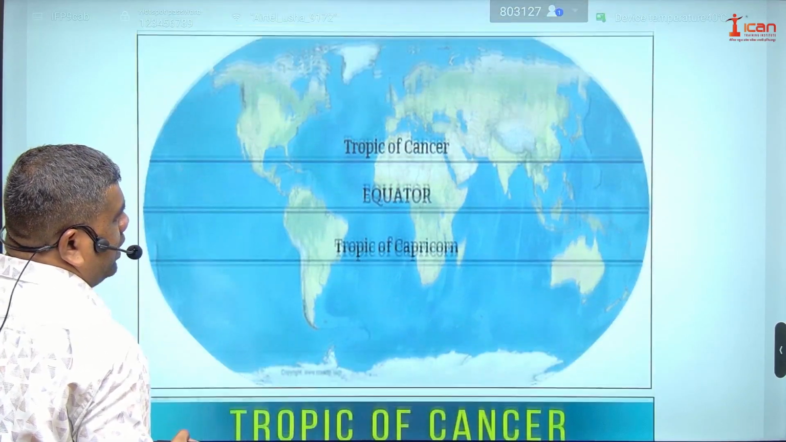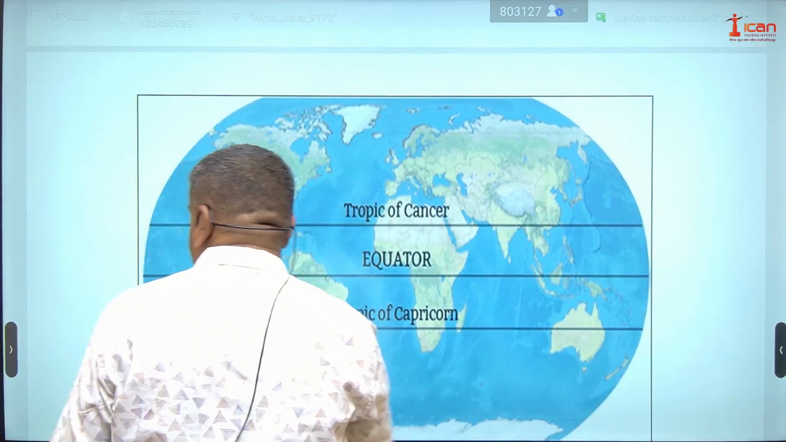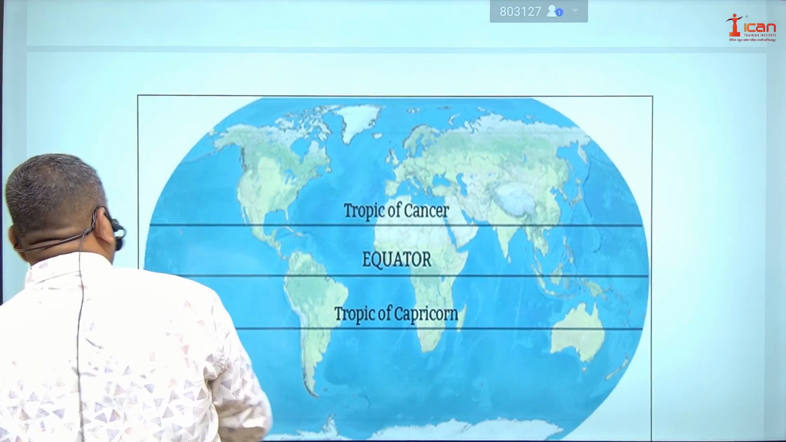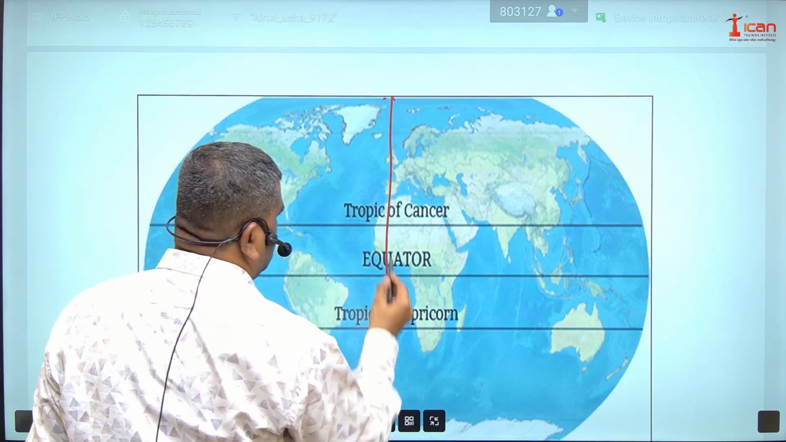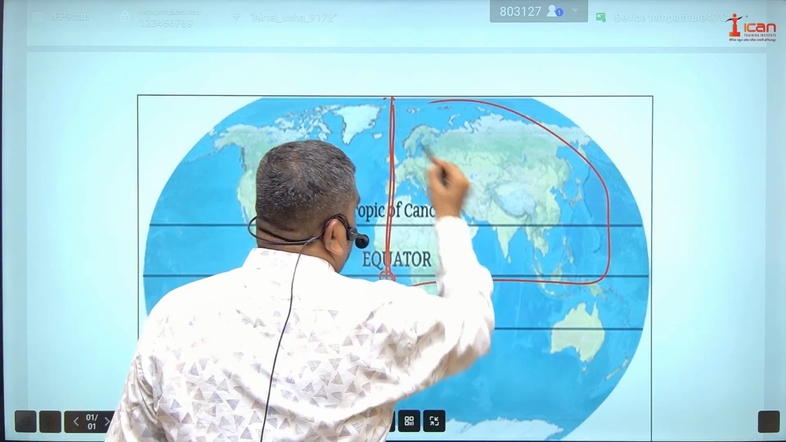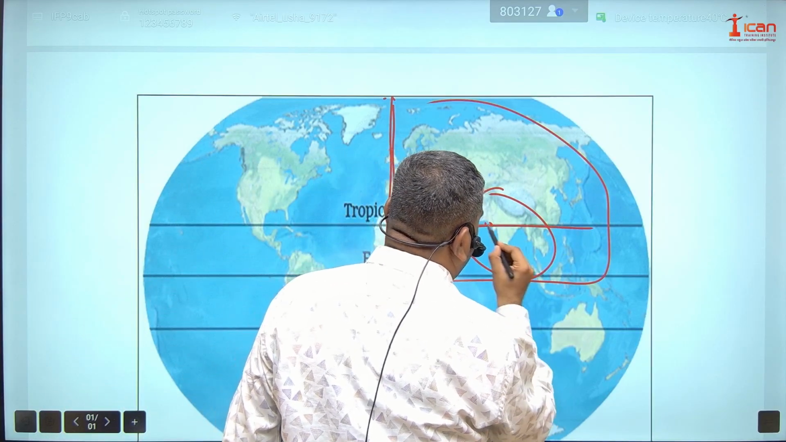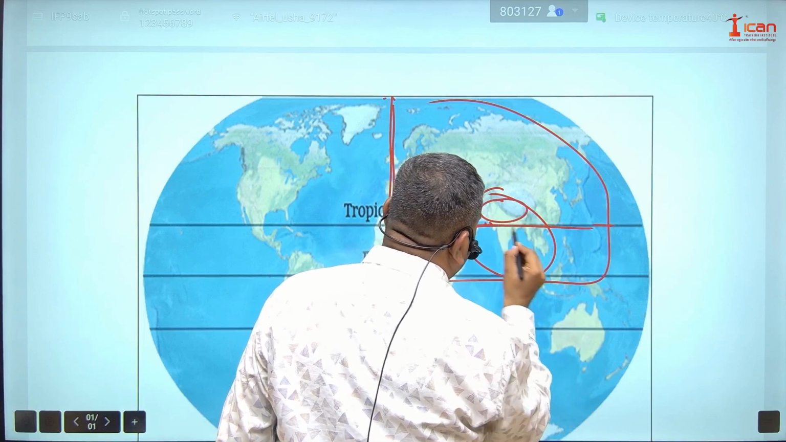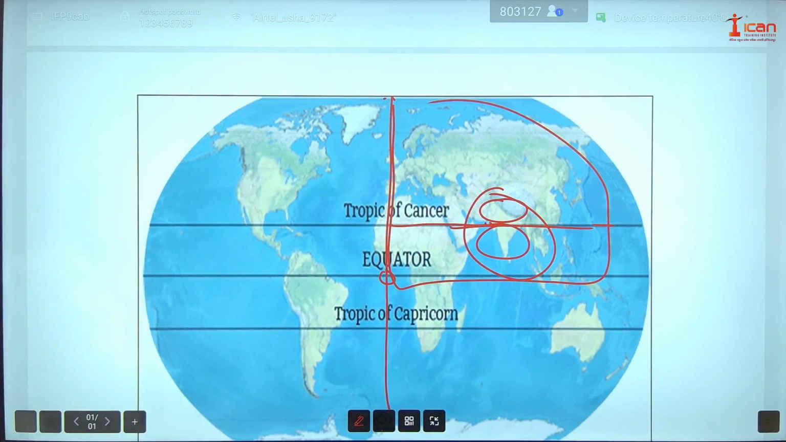Now let us look where India is. So the UTC or the Greenwich Mean Time is somewhere here, right? So here is the equator, and we are in this part. India is here. Now if you look at the Tropic of Cancer, it passes right through the middle of the country, almost dividing India into 2 parts. So this is how it looks.